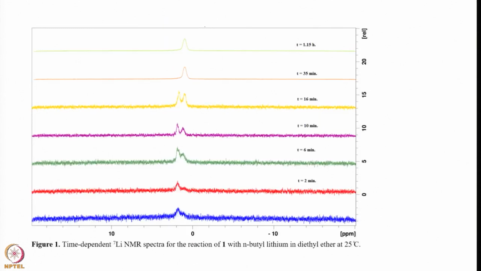Yes, it can be monitored by looking into the 7 lithium NMR spectrum here. So we carried out time dependent 7 lithium NMR spectra, and a series of spectra are shown here.